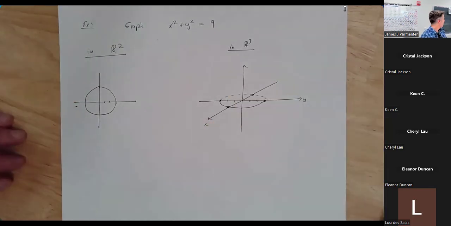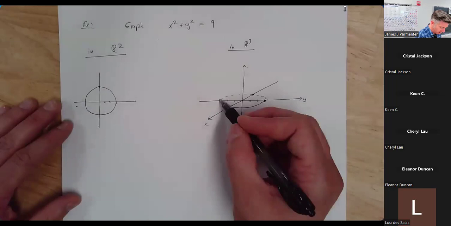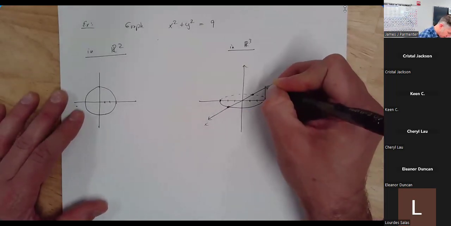And then there is no z in my equation, so I have to extend this graph in the z direction, meaning I could have the circle here, but I could also have the circle much higher up.